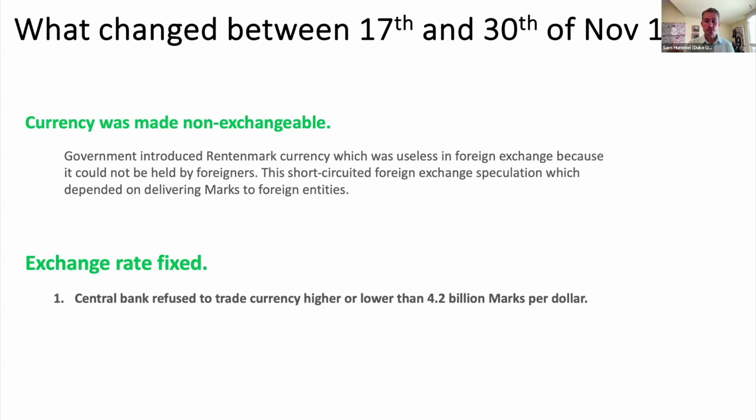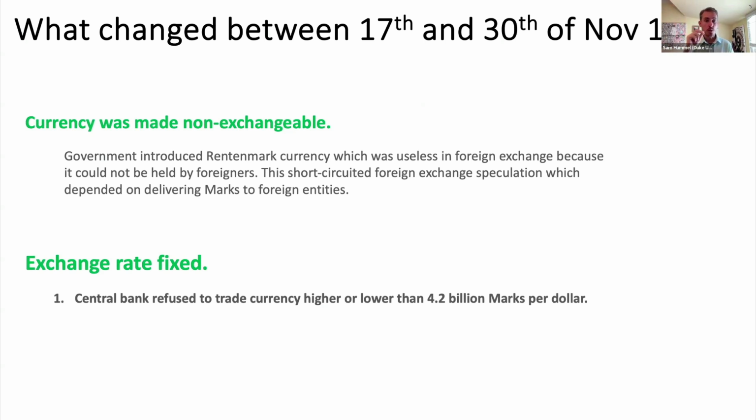And then, they also fixed the exchange rate, right? So the central bank refused to trade currency higher or lower than 4.2 billion marks per dollar, which is very interesting because after cutting off the foreign exchange, they could have allowed the value of the mark to actually free fall, or rather appreciate very rapidly.